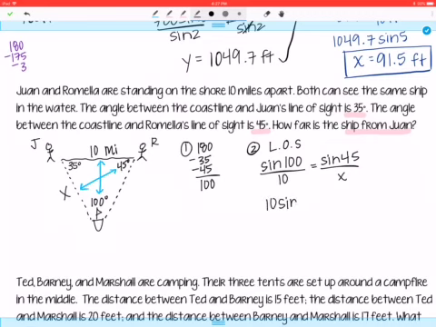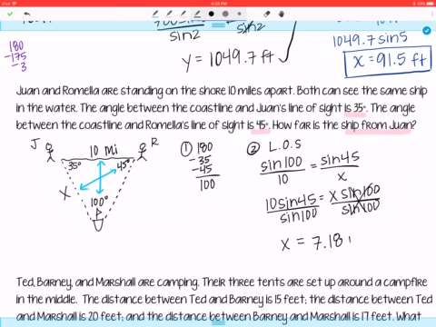Cross multiply. And in this case, divide by the sine of 100. That gives about 7.2. In this case, we're measuring in miles.